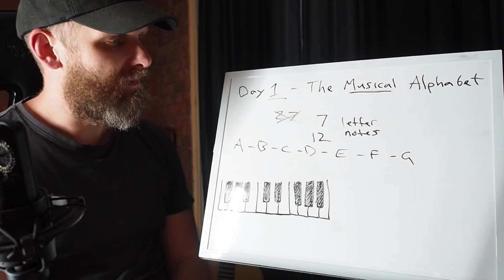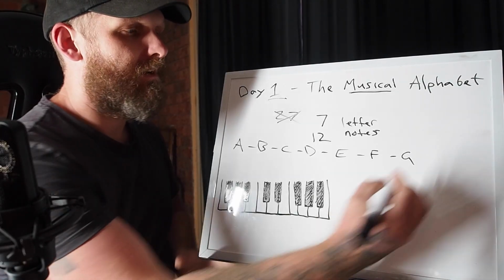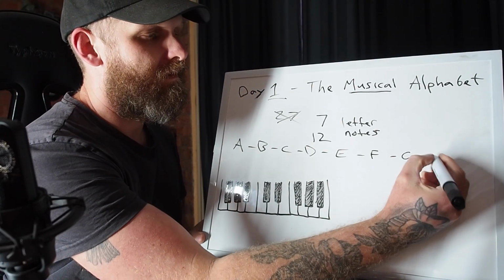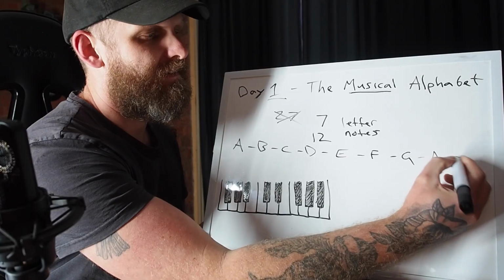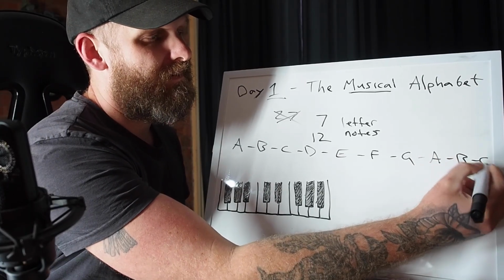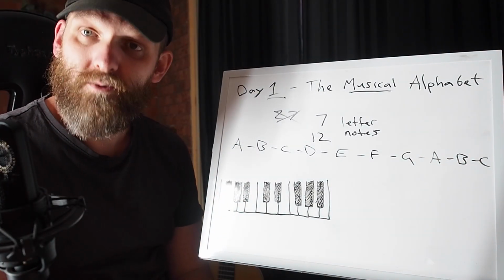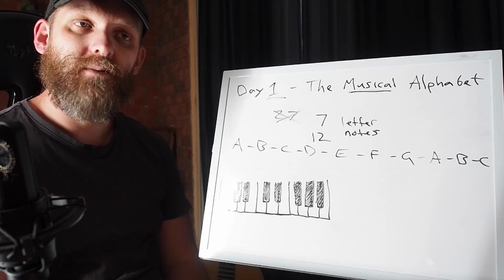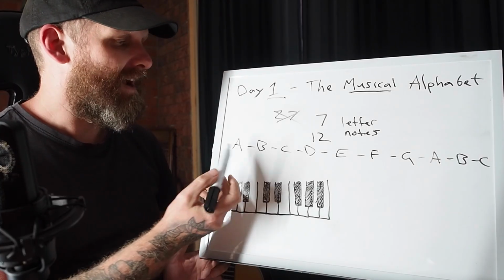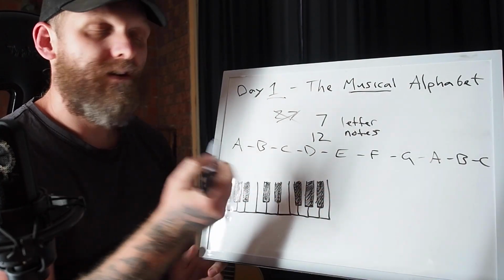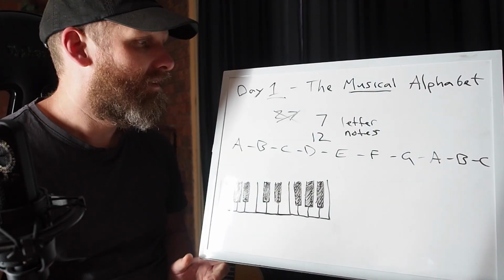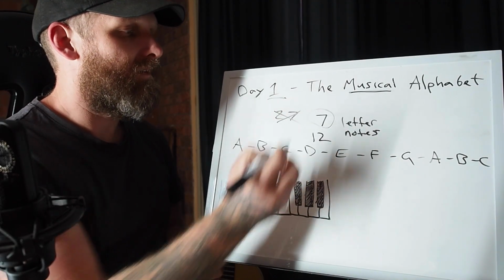Now, a big unlock is just knowing what happens after G. A, B, C. It just repeats. Okay, so we have this endless loop of A, B, C, D, E, F, G, A, B, C, D, E, F, G. So there's the 7.